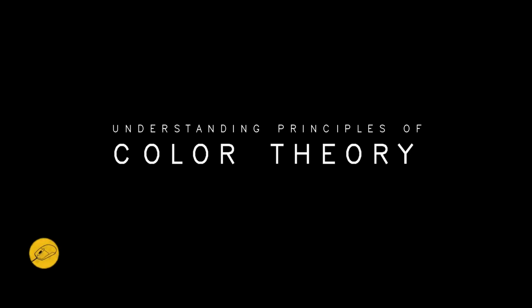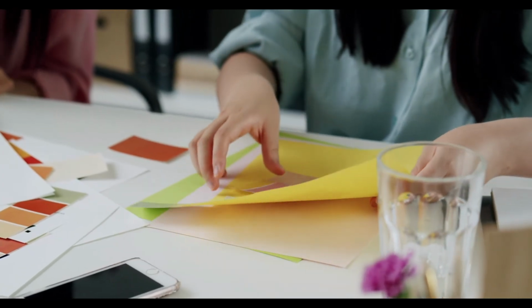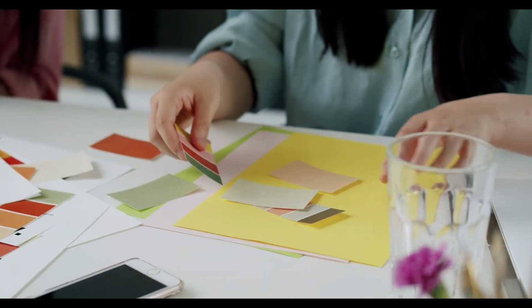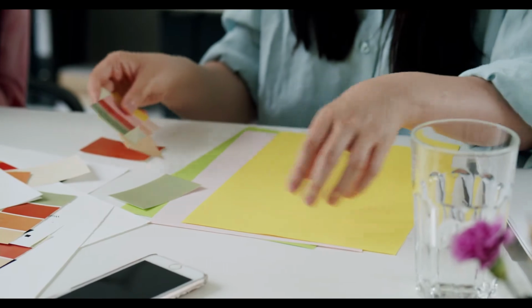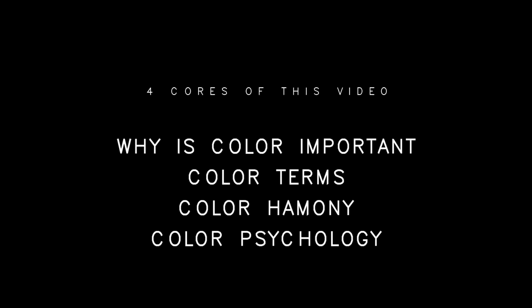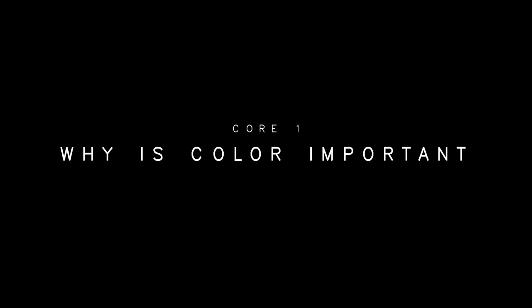By the end of this video, you will discover how to use color intentionally and effectively. You will be able to pick out your colors yourself and know the main reason you are picking those colors. So I'm breaking it down into four parts: why is color important, color terms, color harmony or color groups, and lastly color psychology. Starting with why is color important?